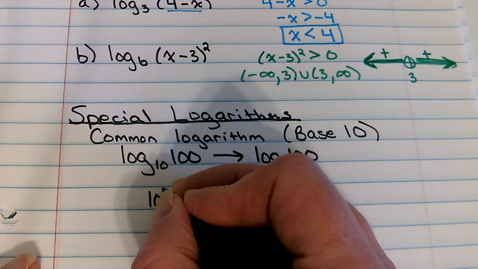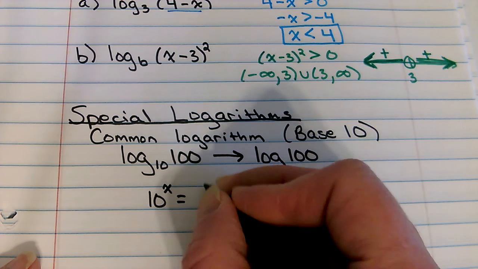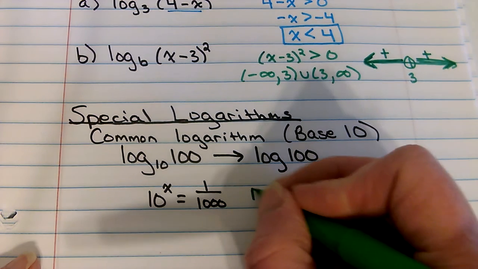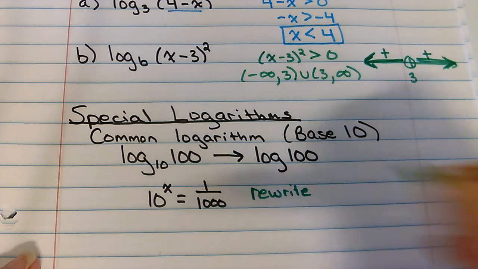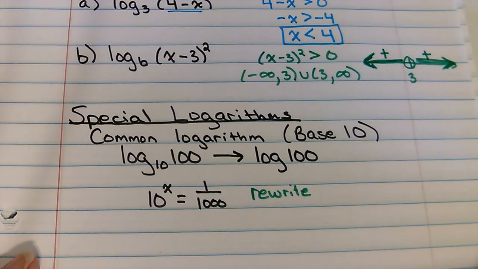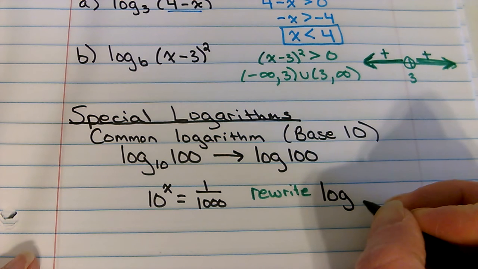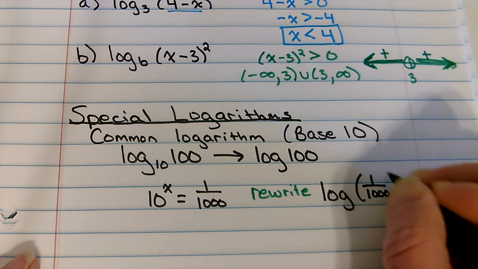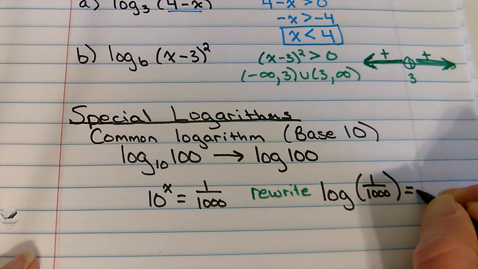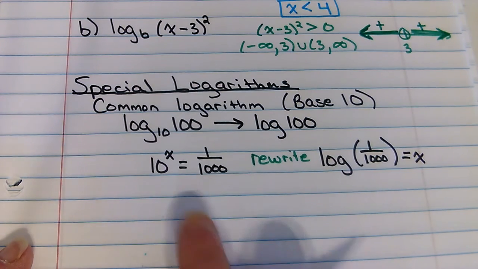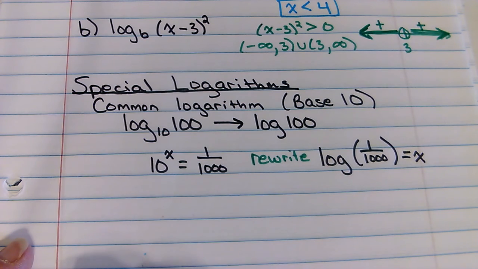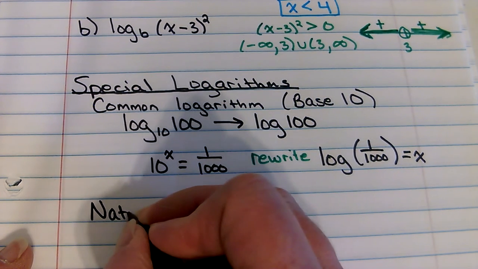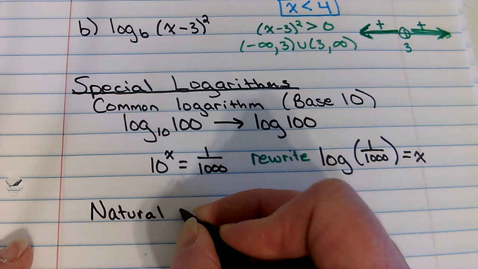So if I were asked to rewrite, and I was given 10 to the some power equals 1 over 1,000, and we were going to rewrite this. This would be written as log. I don't have to write the 10 of 1 over 1,000 equals the exponent. So base 10, we don't write the base. Sort of like how square roots are used so much, we don't write the 2 anymore.